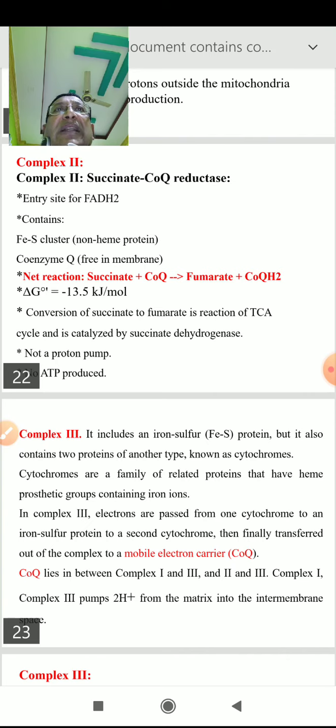Net reaction: succinate plus coenzyme Q will convert into fumarate plus coenzyme QH2. So this is the oxidized state, and this is the reduced state. And delta G0, the free energy, is minus 13.5 kilojoules per mole. The conversion of succinate to fumarate is a reaction of the TCA cycle and is catalyzed by succinate dehydrogenase. It is not a proton pump, and no ATP is produced.